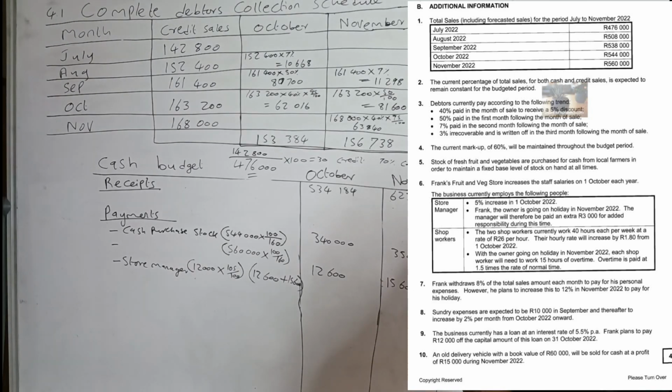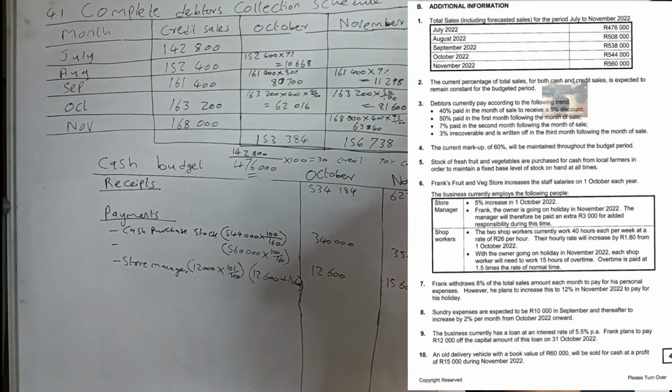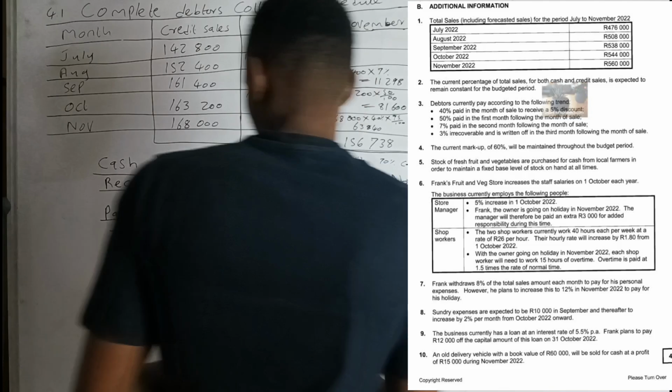Okay, now let's go to wages. Okay, wages. Still transaction number 5. Shop workers. There are 2 shop workers currently working 40 hours each per week, and the rate is 26 Rand per hour. Their hourly rate will increase by 1.80 from October. Okay, so which means that their hourly rate now is not going to be 26 Rand, it's going to be 27 Rand 80.